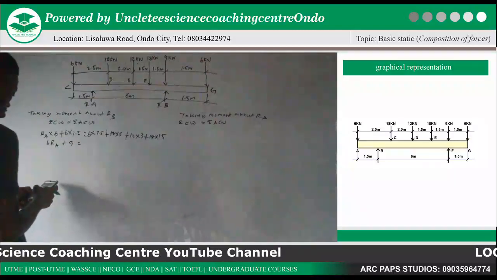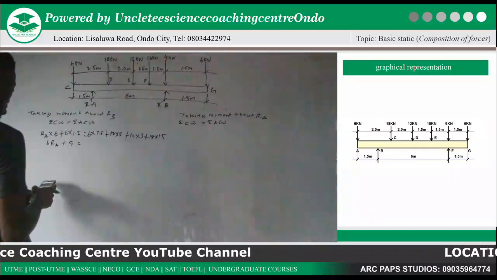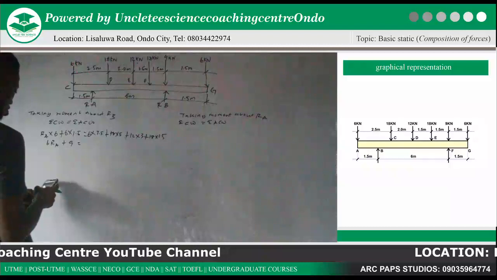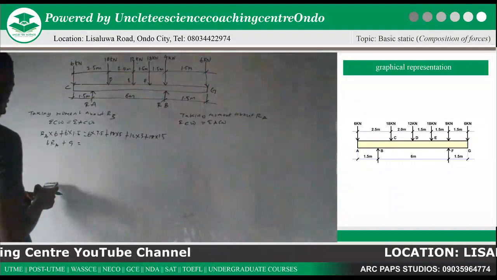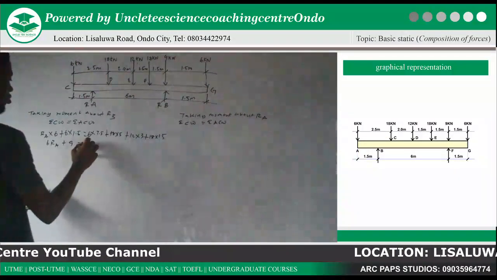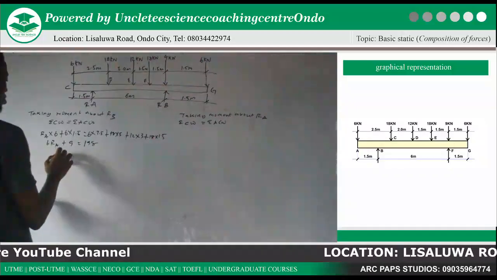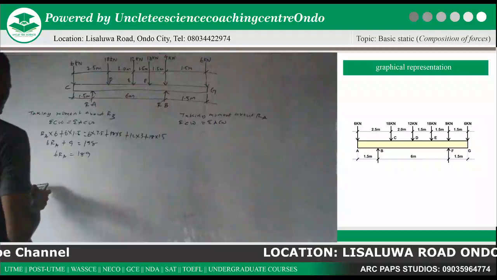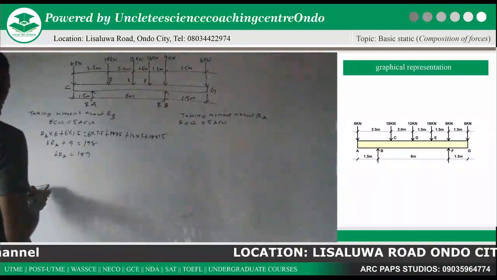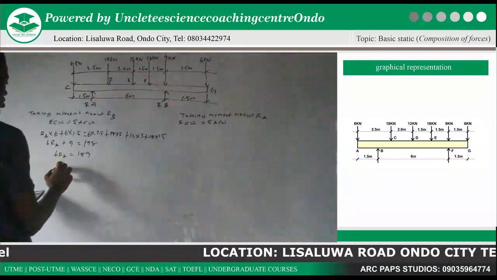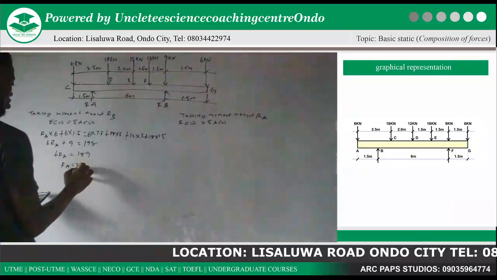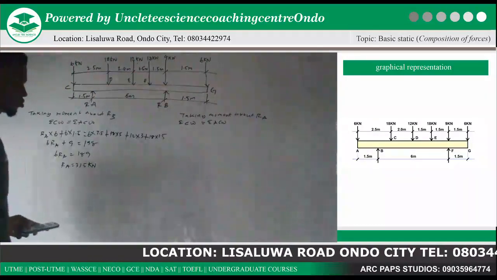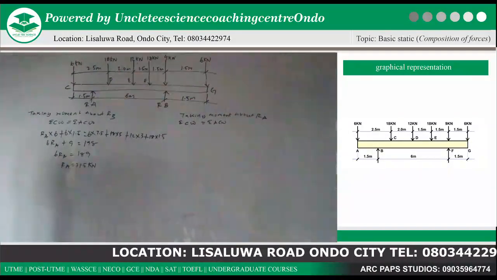So this gives us 6 times 7.5 plus 18 times 5 plus 36 plus 18 times 1.5, which is 198. So 6RA will give us 198 minus 9 divided by 6. It means our RA is 31.5 kilonewton.